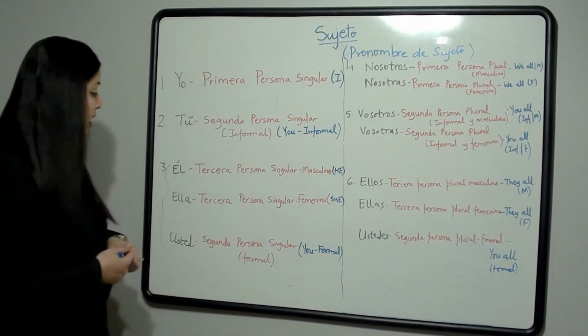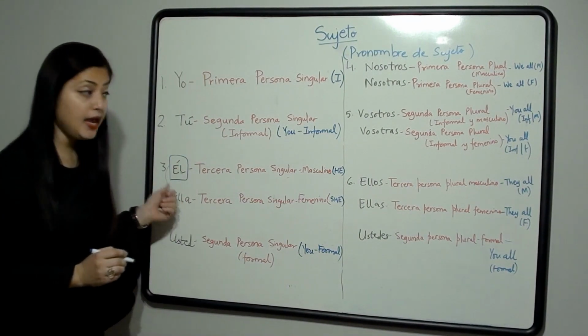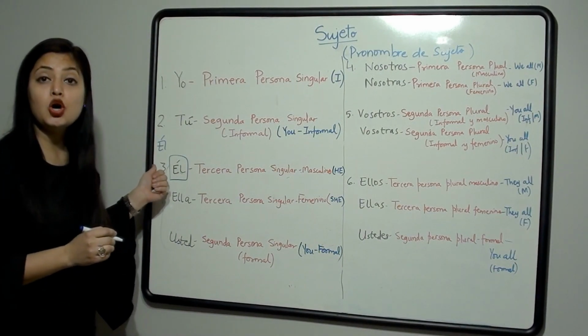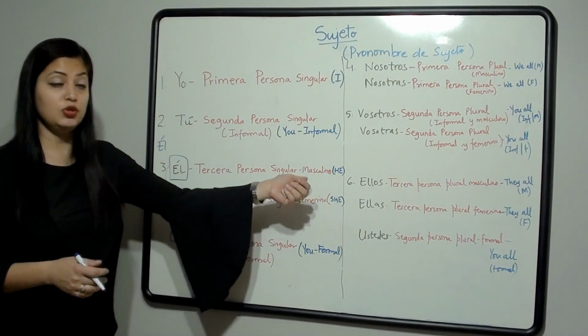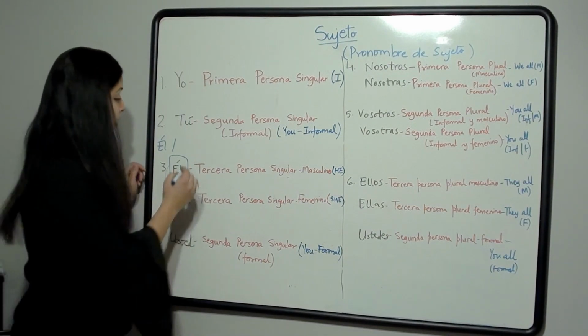Before I move on, I would want to draw your attention here. This L has an acento or a tilde. That is why it is tercera persona singular and masculino, which is he. Do you remember that in the last video we also did another L?